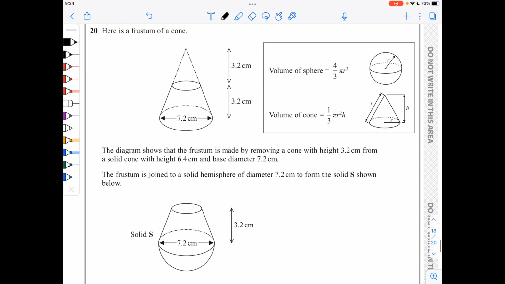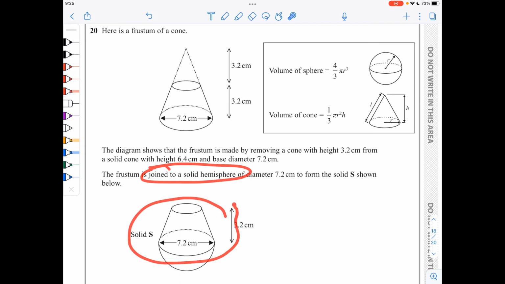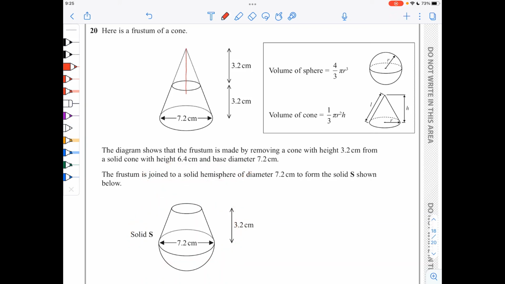Question 20, we've got a frustum of a cone, and the frustum is essentially made by removing a cone from a larger cone, and it is then joined to a solid hemisphere to give this solid S, and we need to work out the average density of solid S. I will start by looking at this cone here. The height is 6.4, the radius here is 3.6, sorry. Because I'm cutting it halfway through, it means that the radius gets halved as well, so it's 1.8.